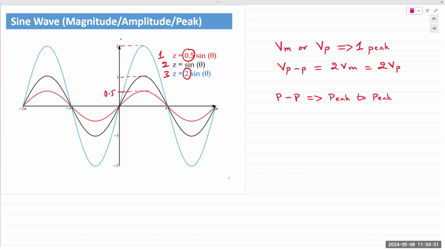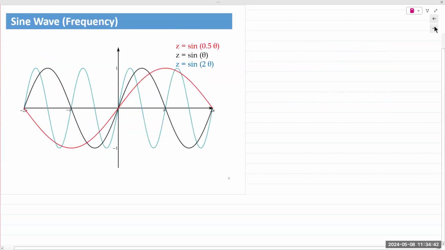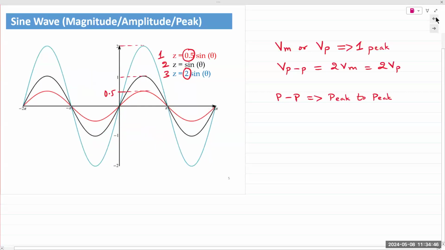Any questions about the peak values or the amplitude? Okay, let's go into here. Yes. Peak to peak means positive and negative together, and its assumption is symmetrical around the x-axis, and so you just take twice the value of Vm or Vp.